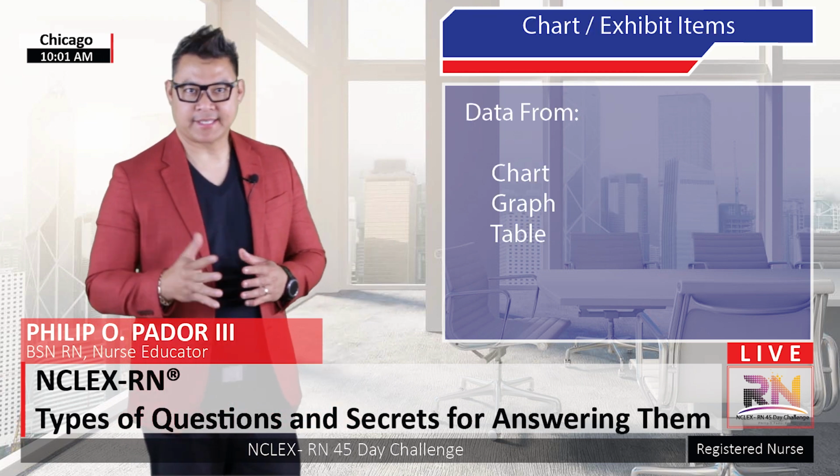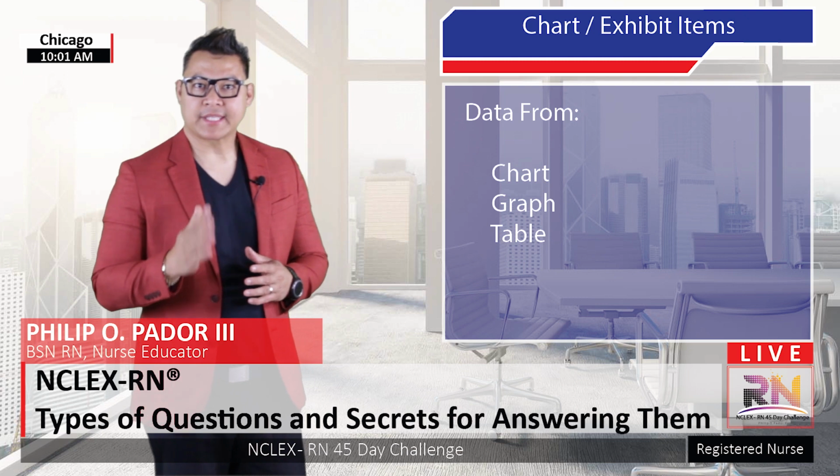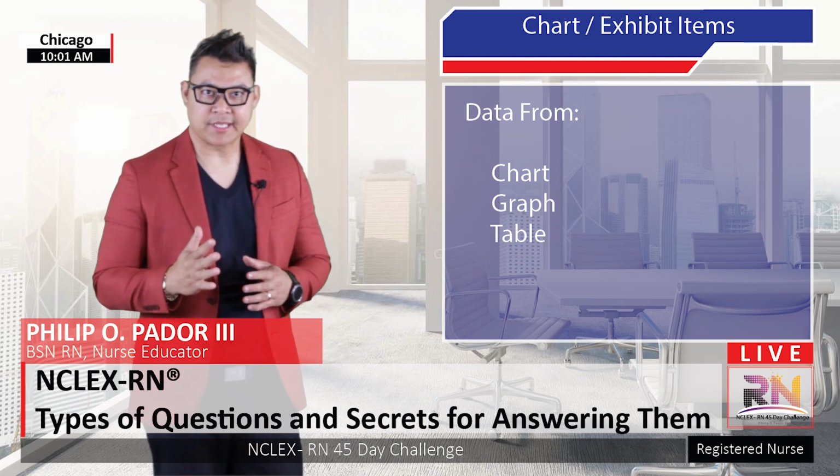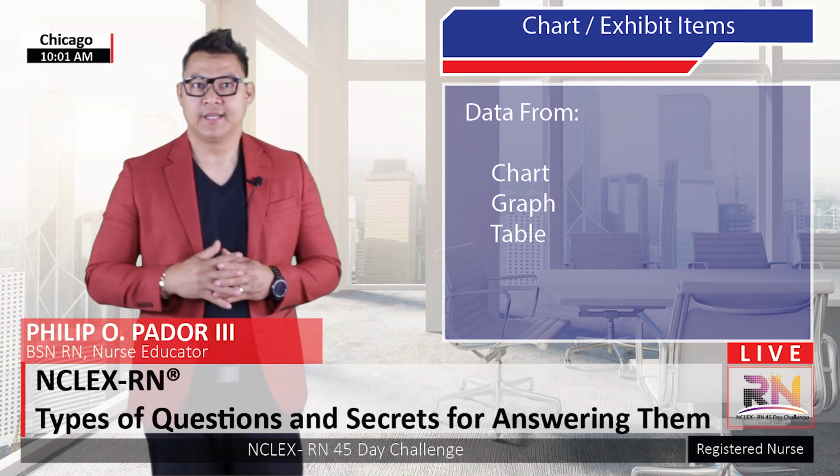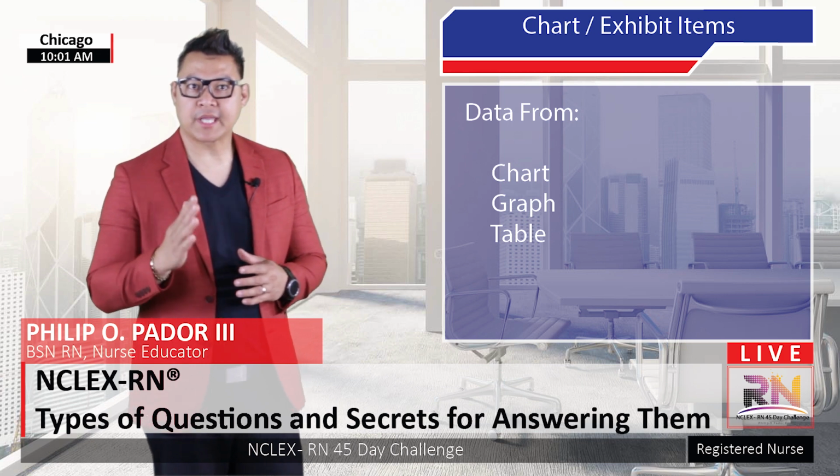Chart or exhibit items. Chart or exhibit items present data from a chart, graph, or a table. Data from a client's chart will be presented from one or more chart tabs such as prescriptions, history and physical, laboratory results, miscellaneous reports, imaging results, flow sheets, intake and output, medication administration record, progress notes, and vital signs.